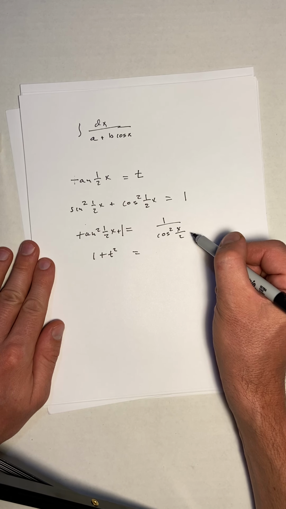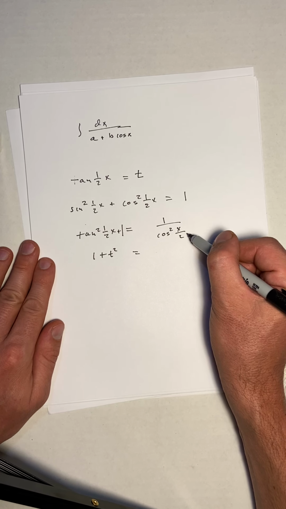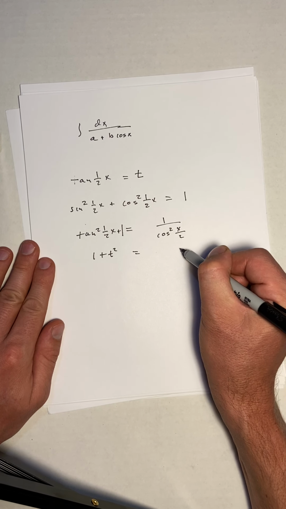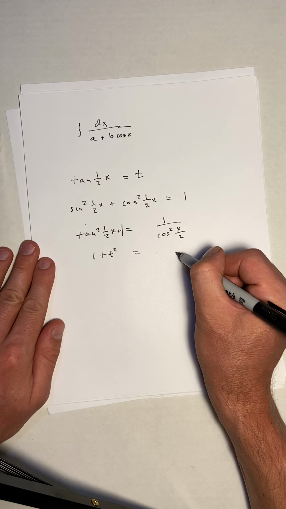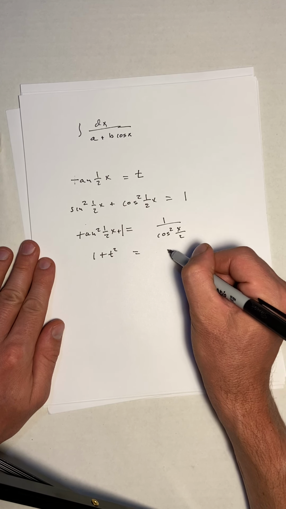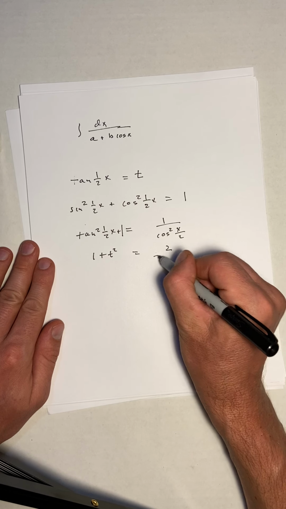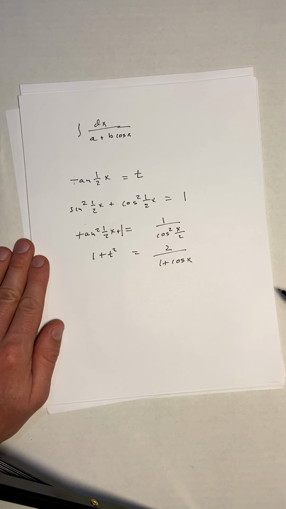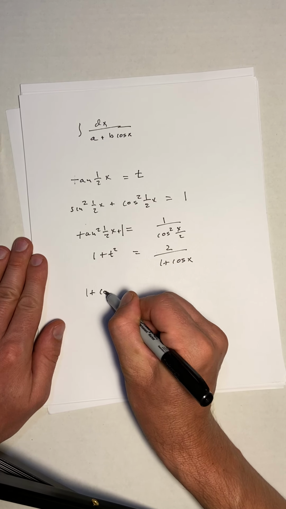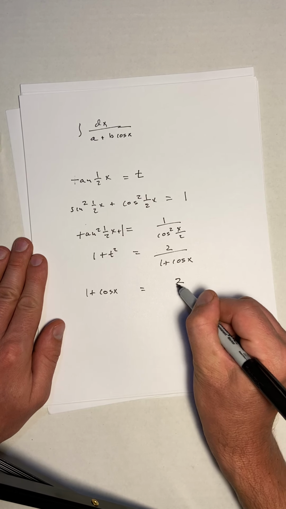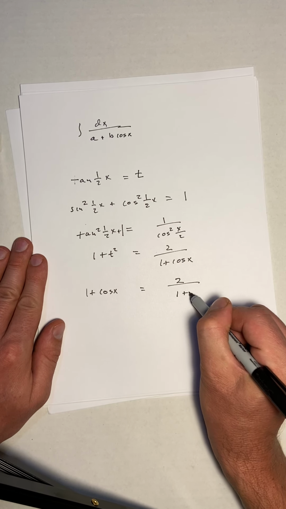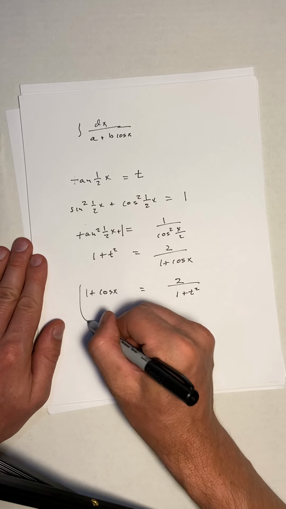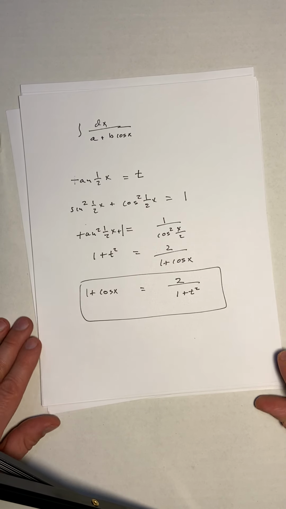Well, let's go ahead and apply the double angle formula. So cosine squared of x over 2 is the same thing as 1 plus cosine of x, quantity divided by 2. So that would be 2 over 1 plus cosine of x. All right, so 1 plus cosine of x is going to be equal to 2 over 1 plus t squared. So I'm going to box this. We'll keep that in mind.